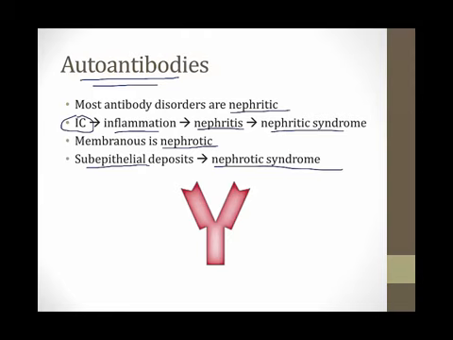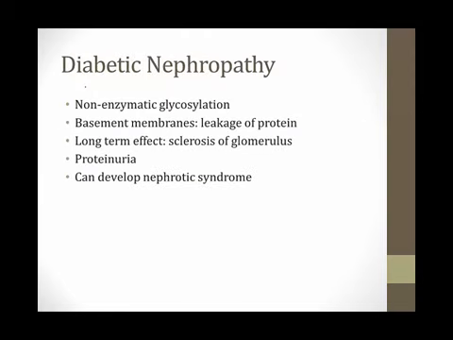Diabetes can potentially cause the nephrotic syndrome. In diabetic nephropathy, there is non-enzymatic glycosylation of basement membranes. This leads to leakage of proteins. The long-term effect is sclerosis of the glomerulus. Many diabetics develop proteinuria, and the proteinuria can progress, and potentially diabetic nephropathy can lead to the nephrotic syndrome.